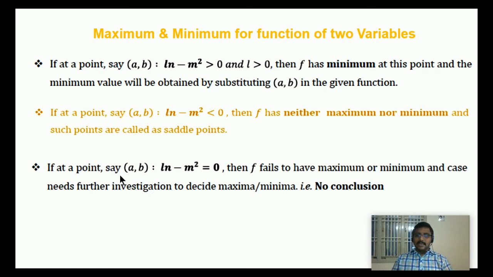If at a point, say (a, b), ln minus m square is equal to 0, then f fails to have a maxima or minima, and the case needs further investigation to decide whether the function attains its maxima or minima. That is, no conclusion at the stationary point (a, b) whenever ln minus m square is equal to 0. Suppose ln minus m square is 0, then further investigation is required to find whether the function attains its maxima or minima. At this point, no conclusion can be drawn.